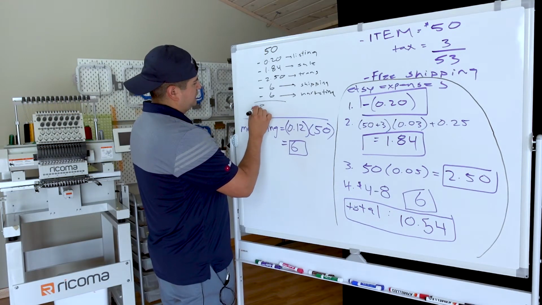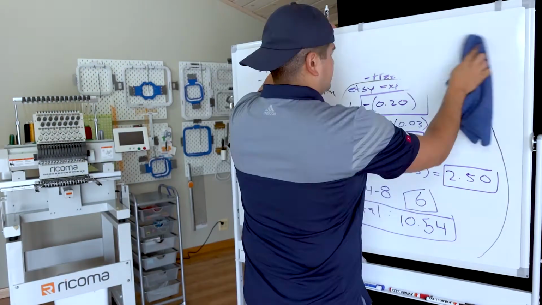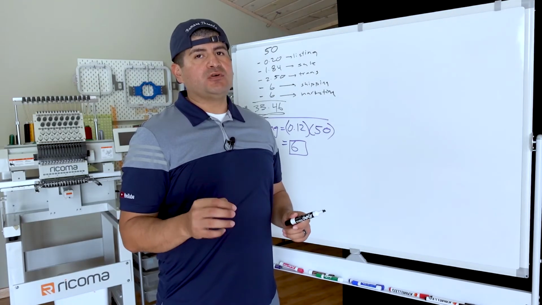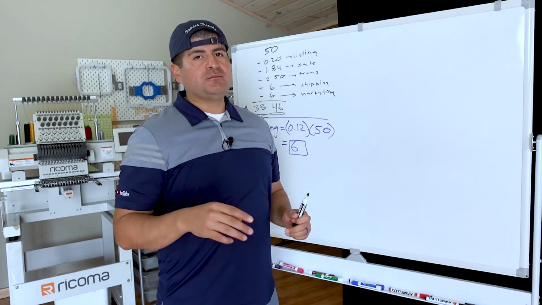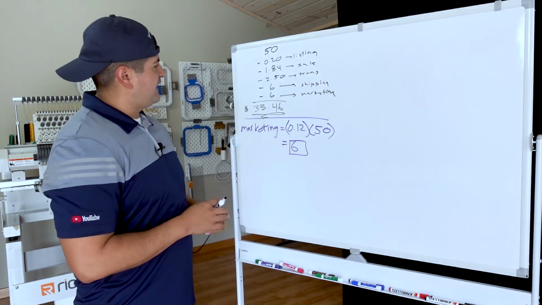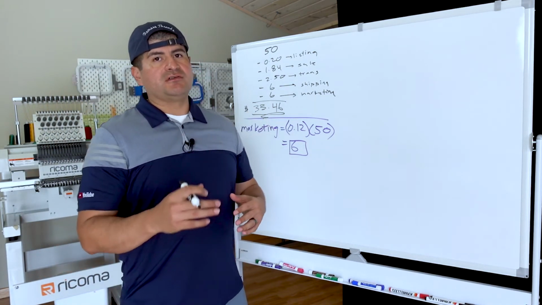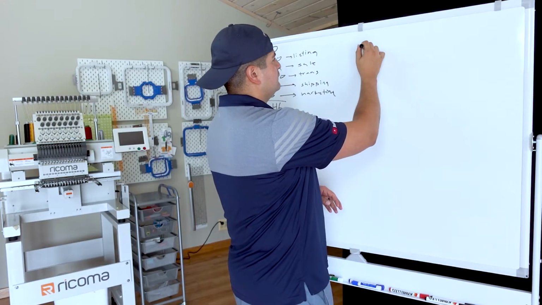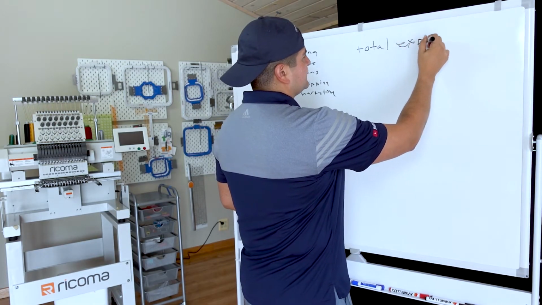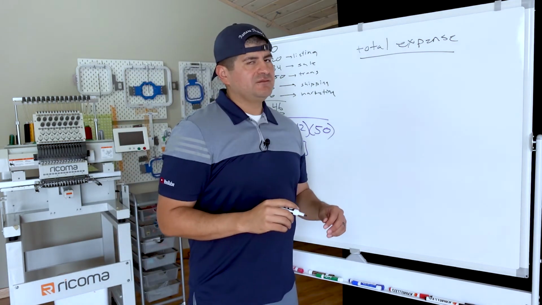So, you get $33.46. Now, what's very important is you've got to keep on crunching numbers, okay? So now that we know this is what we have after we make a $50 sale, the numbers keep on crunching. Now you want to know your total expense while making this product. So let's say it costs us $10.